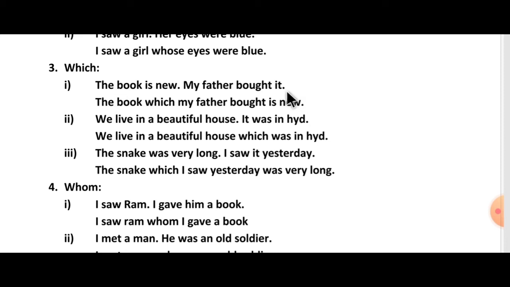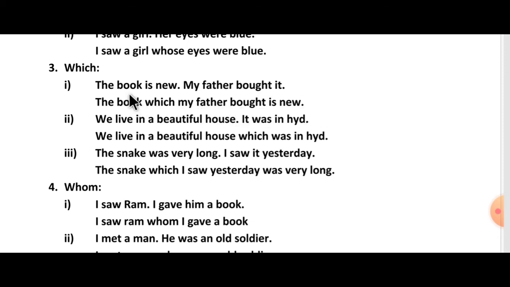So the thing you have to do is remove the pronoun in the second sentence, add the related word, add the relative pronoun which, and then make the second sentence a clause. In order to make the sentence a clause, you have to use the relative pronoun in the beginning. Here, listen: which my father bought. That is the clause. So the answer is: the book which my father bought is new.